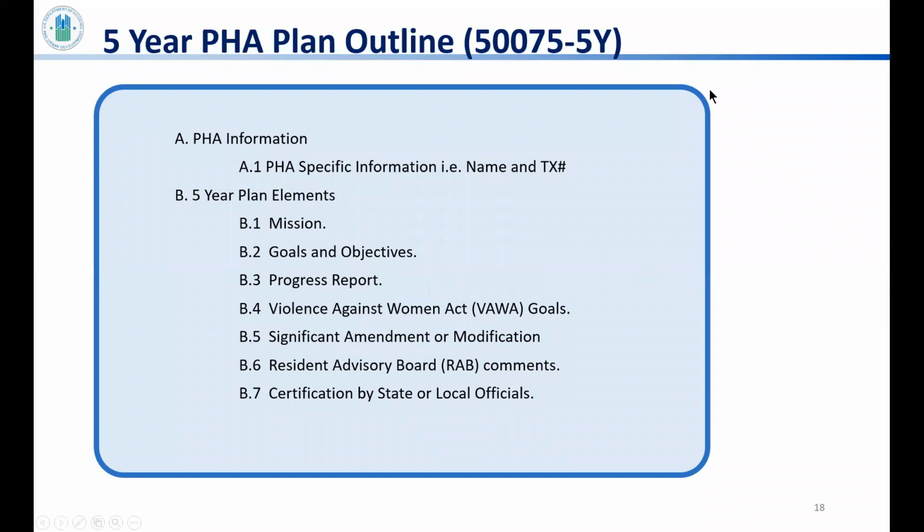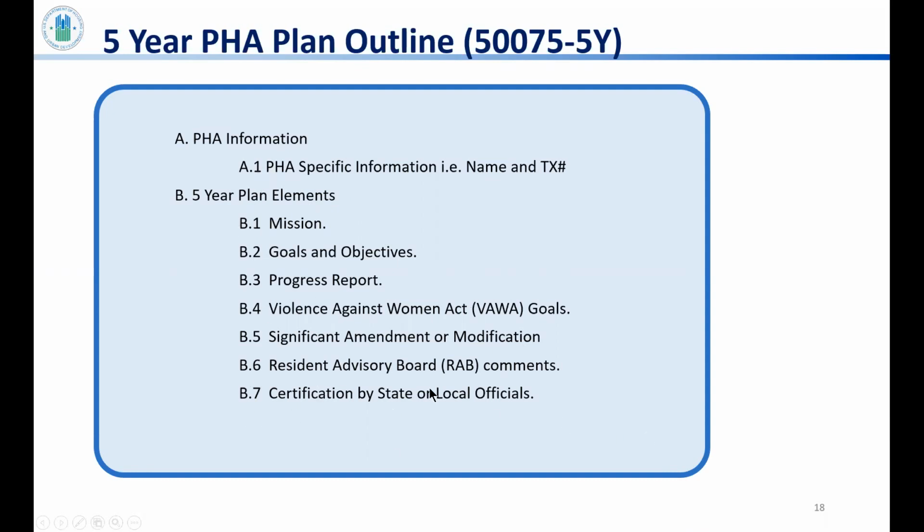So this is an outline of the HUD 50075-5Y, the 5-year plan. The plan must be submitted annually, again, as we said earlier, 75 days before the beginning of the PHA fiscal year. These are all the elements that we cover in that form.